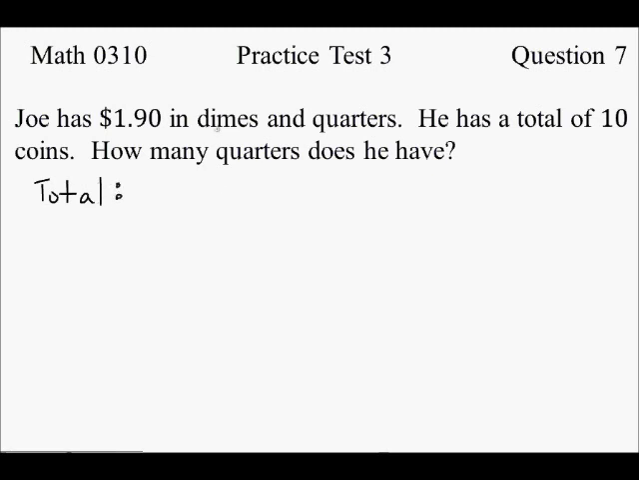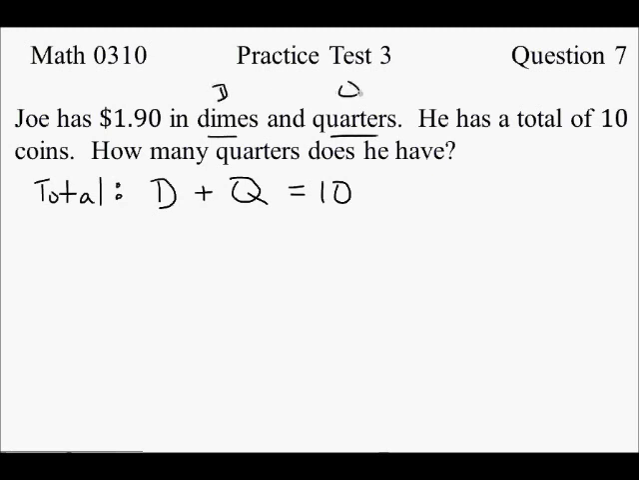So we know we have dimes and quarters here. Just to make it easy to see what's going on here, I'm going to call my variables D for dimes and Q for quarters. So we know that we have dimes and quarters, and the total number of coins we have is 10. So the number of dimes plus the number of quarters has to equal 10, because that's how many coins we have.